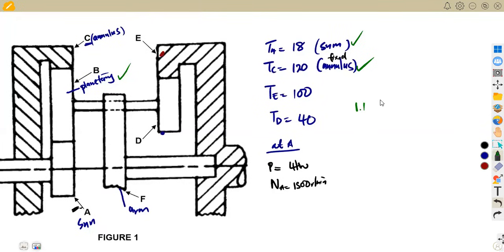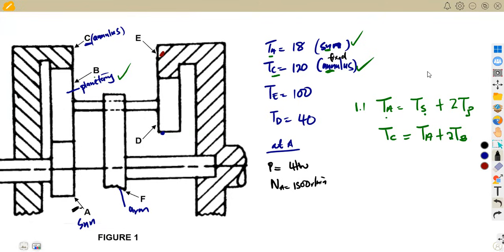Remember, the number of teeth on the annulus is equal to the number of teeth on the sun plus 2 times the number of teeth on the planet gear. So with the annulus being the fixed annular C, we have TC equal to the sun gear, TA, plus the planet, B, which is 2TB.